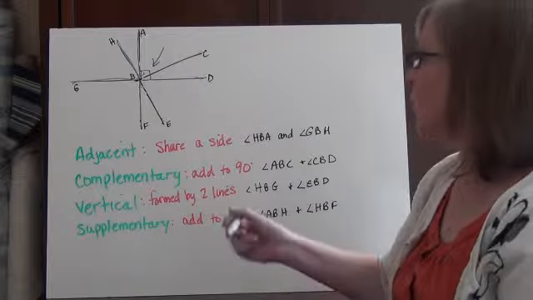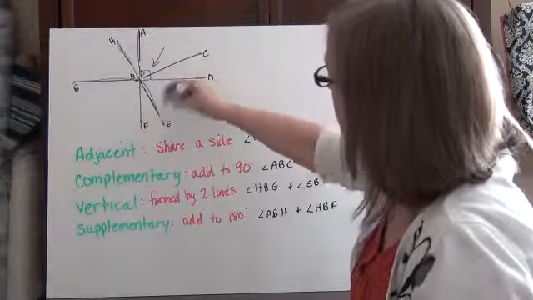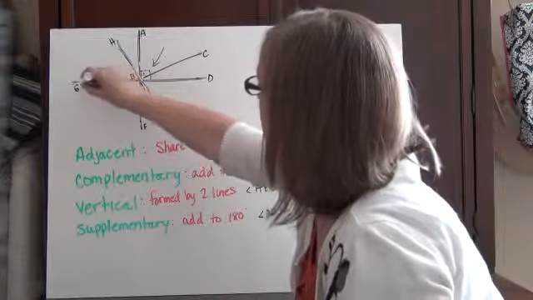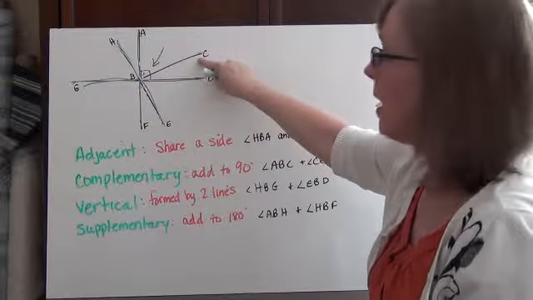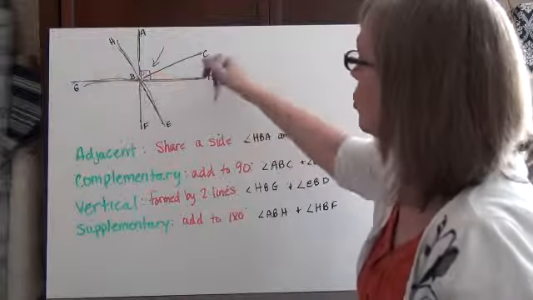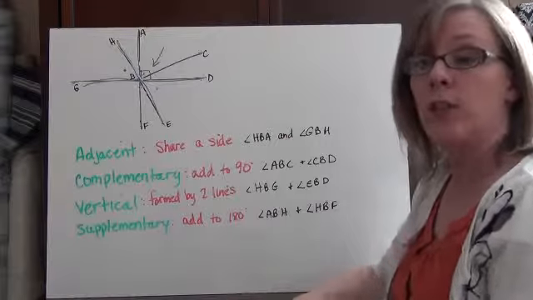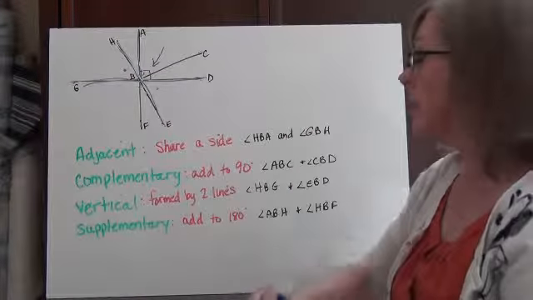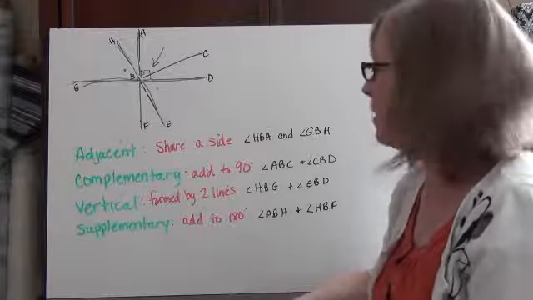Okay, vertical angles are always formed by two straight lines. So whenever I'm looking for vertical angles, I'm looking for something like this line and this line. Not this one. See how this one's just a ray that comes off the middle? It's not a straight line. I'm looking for two straight lines. That tells me that this angle and this angle are vertical angles because they're formed by two straight lines. That's very important because vertical angles are always congruent and we can use that relationship.